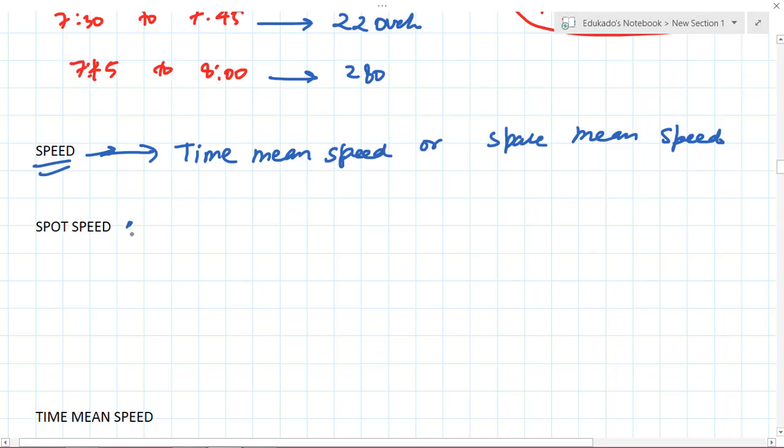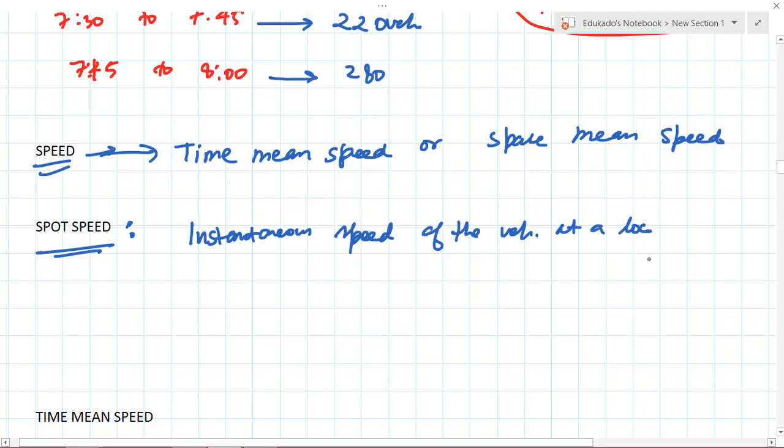So let's understand what a spot speed is. Spot speed is nothing but, you already know this term, it is like instantaneous speed. The instantaneous speed of the vehicle at a location is known as the spot speed.